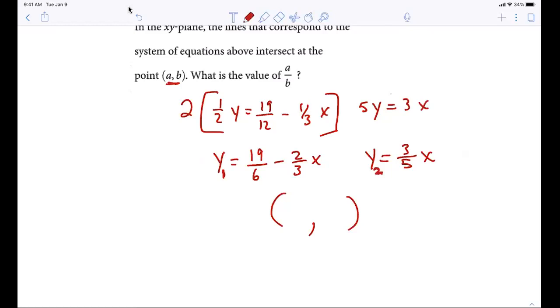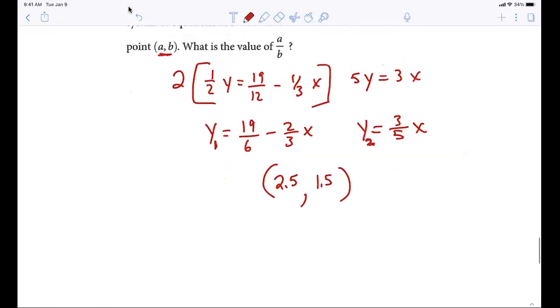So remember, type it under y1, then type it under y2, then use second, calc, 5, enter, enter, enter. Somebody tell me what the intersection is. 2.5, 1.5. But the question is, what is A divided by B? So they're really asking you what is 2.5 divided by 1.5, and we all know that's just 5 over 3.